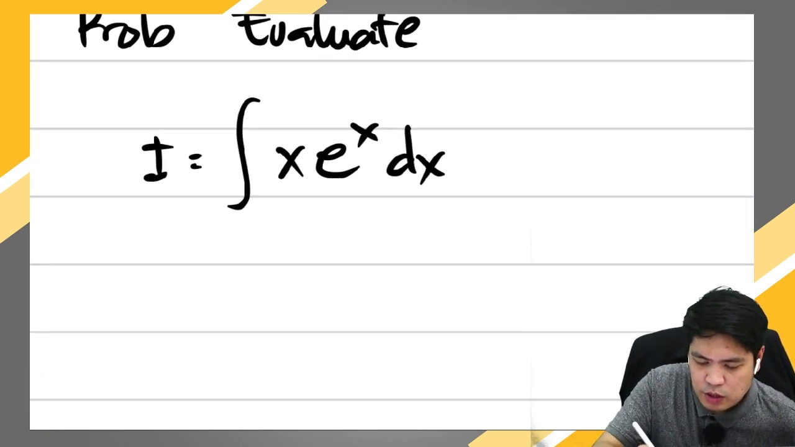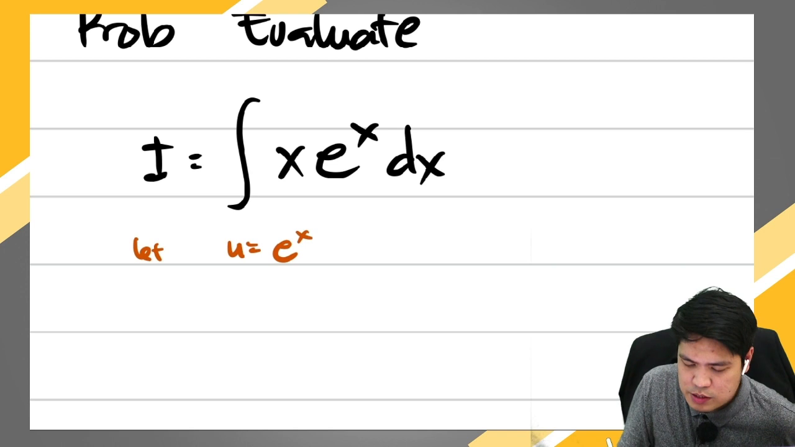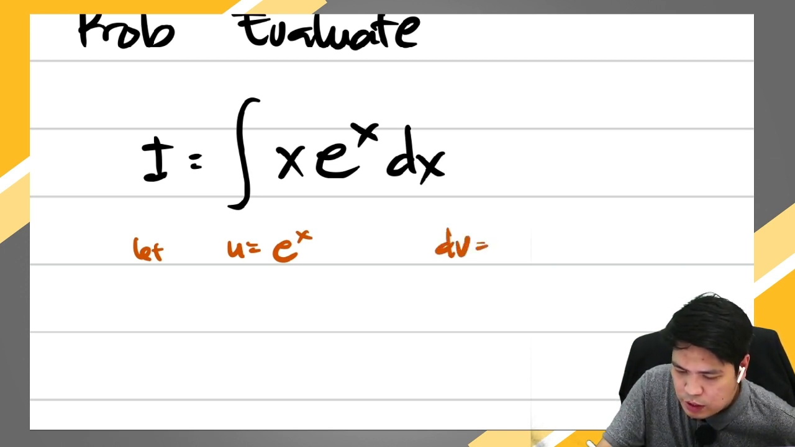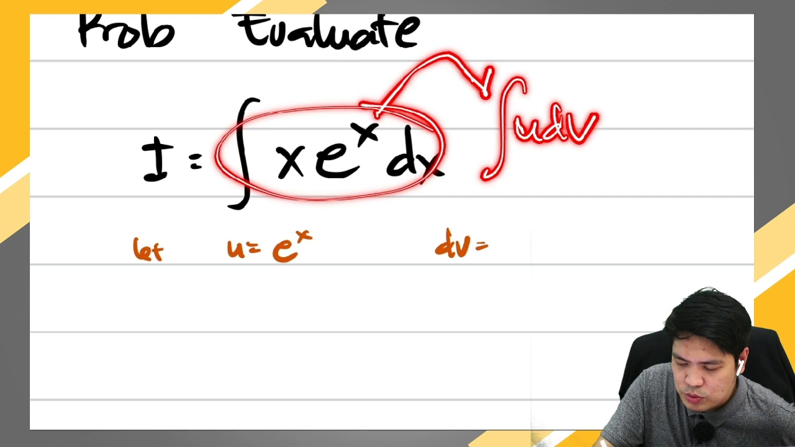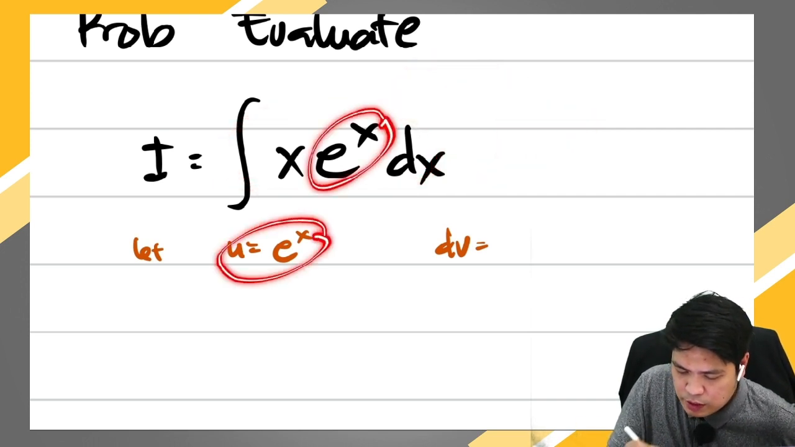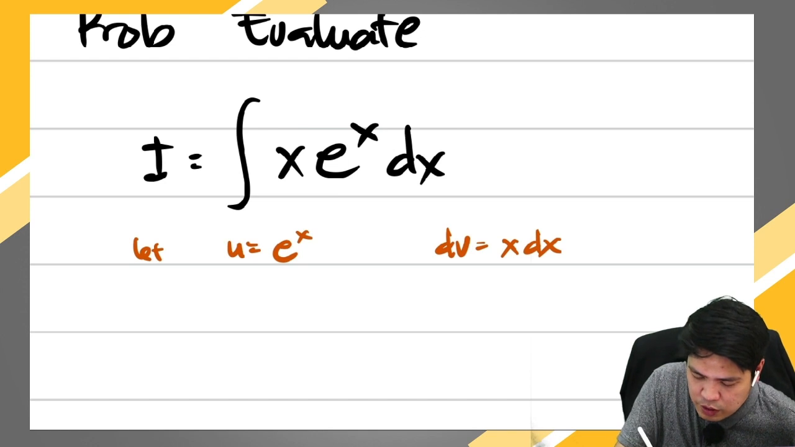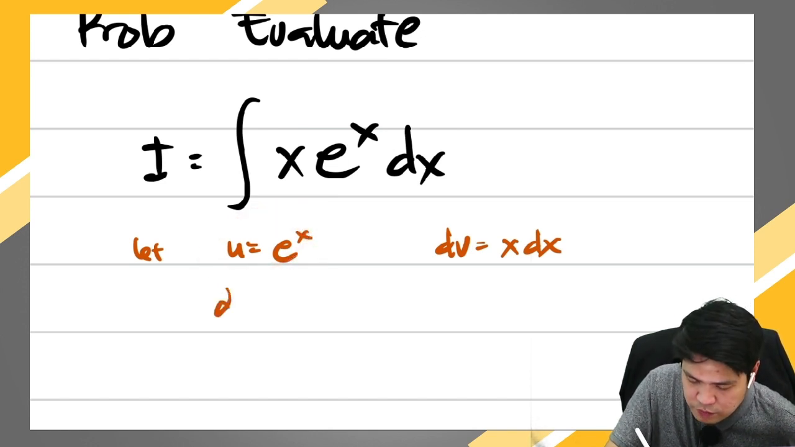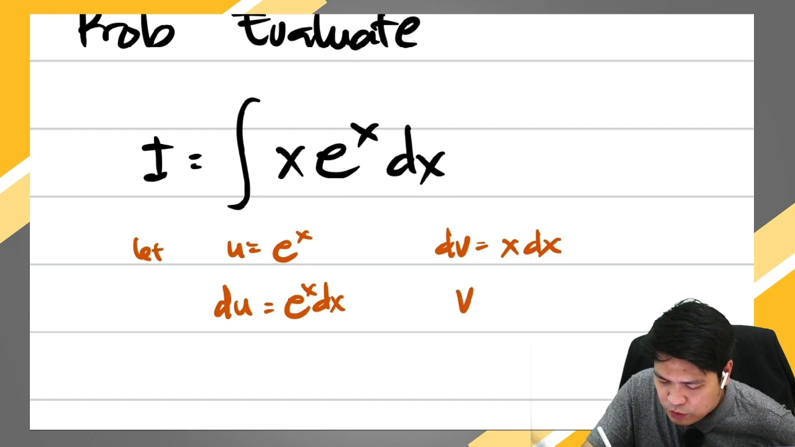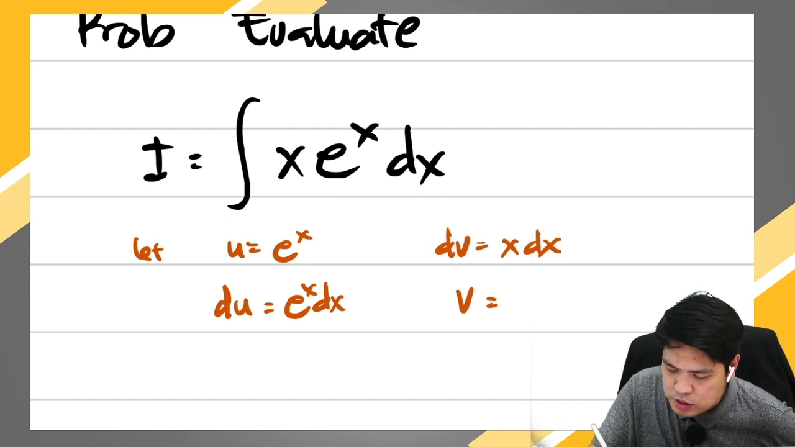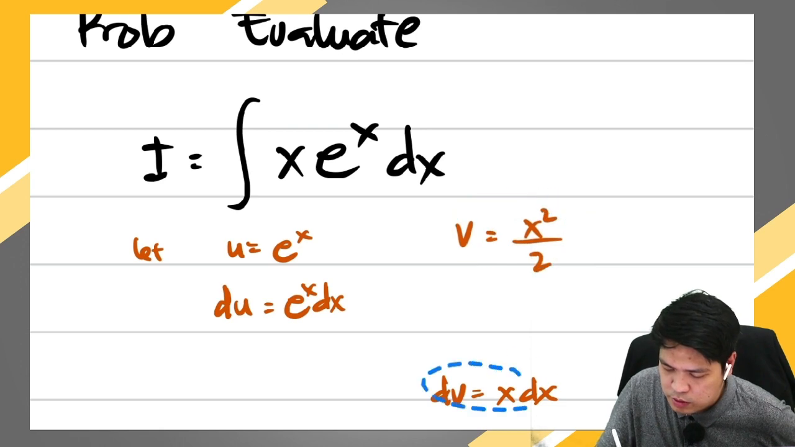So let's do this by trial and error. For example, let u be exponential x, and of course dv, again, what we are looking for is u dv. So if u is exponential x and dv is x dx, then it follows that the derivative du is exponential x dx, and to get v, the integral of x dx is just x squared over 2.